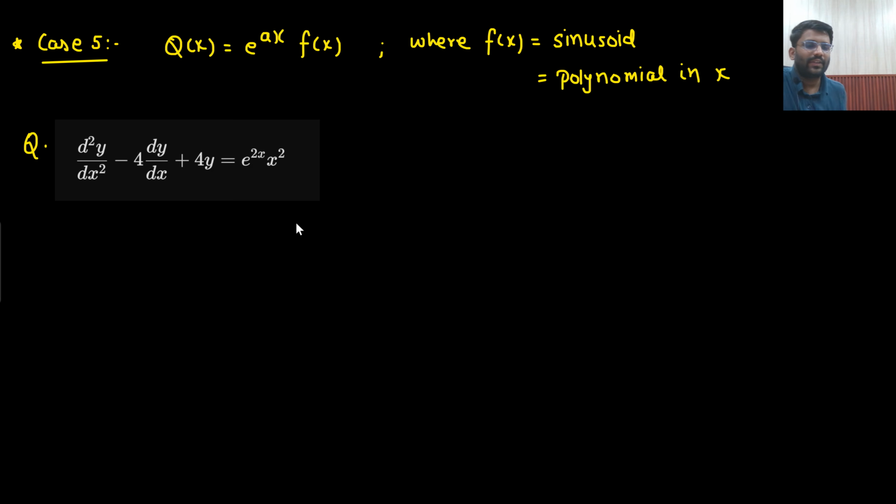Next we need to study the 5th case as well, so that we can study in the next lecture. Roughly around 3 hours of video is already done. So this we will study in the next lecture. This case is e to the power ax f of x, where f of x will be either sinusoid or polynomial in x.